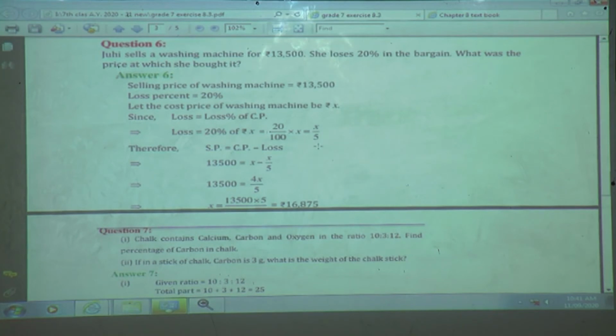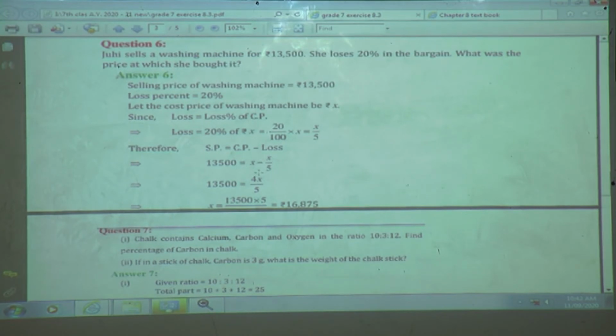So therefore the SP, that is selling price, is equal to CP minus loss. This you know very well. SP is equal to CP minus loss. So what is SP, which is given to us as 13,500, is equal to X, which we don't know, minus X upon 5.